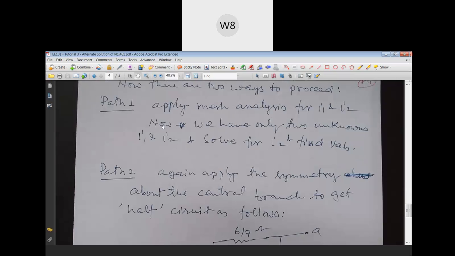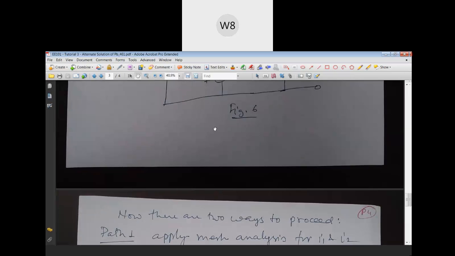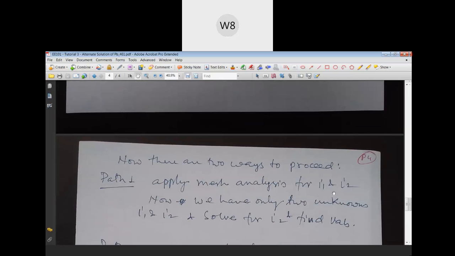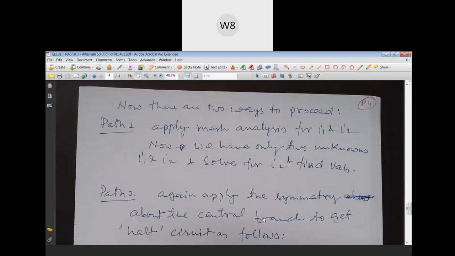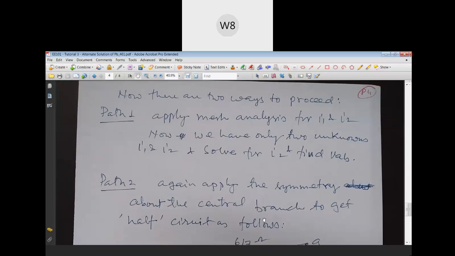And then we have our usual path 1 to solve the circuit obtained from delta to Y conversion in terms of I1 and I2. So by invoking symmetry, if it is there in the circuit, some of the analysis can be greatly simplified.